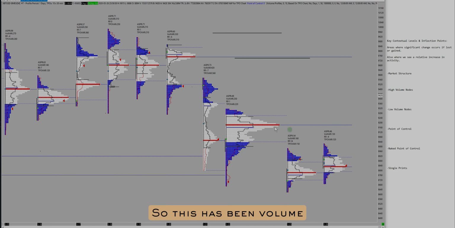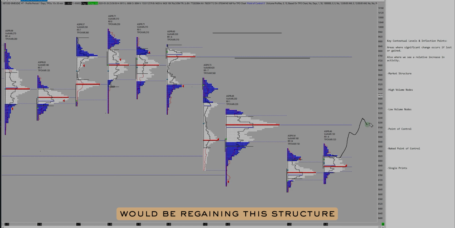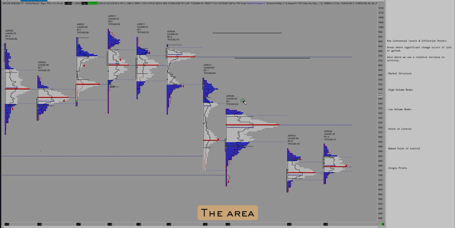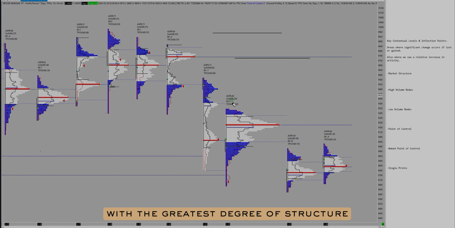Okay, so this has been volume shifting down over time. This was the last point of control within the structure above us. So a change, something that would be significant, would be regaining this structure. So flipping this structure, what that would mean was that we passed through the high density point within the structure above us, right? The area with the greatest degree of structure, the greatest degree of presence, and in this case, actual volume as well.